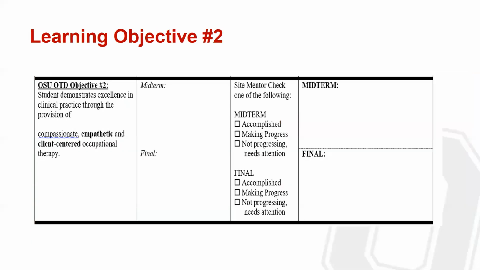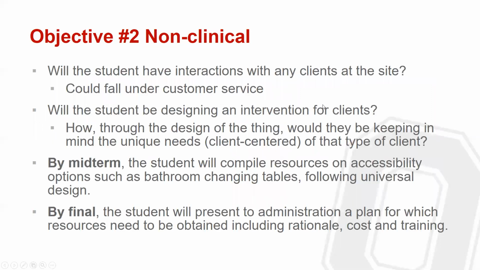So learning objective number 2 is demonstrating excellence in clinical practice through the provision of compassionate, empathetic, and client-centered occupational therapy. And so again, you're not going to do anything with this column. You're just going to fill in midterm and final right now, and these two will be done at later dates. So for your non-clinical people, you want to think about, will the student have interactions with any clients at the site? A lot of this could fall under customer service. Will the student be designing an intervention for the client, or a piece of equipment, or designing the use of a space?